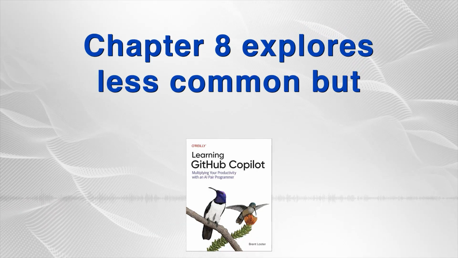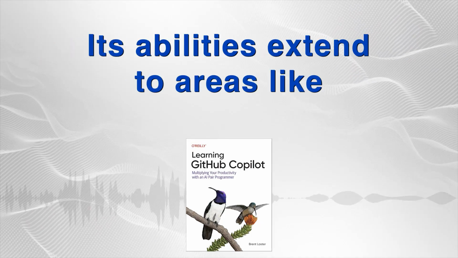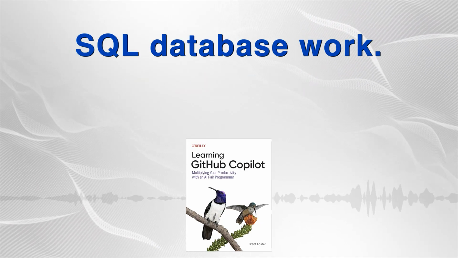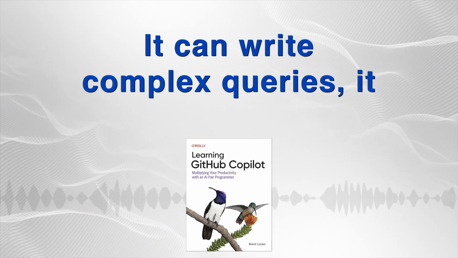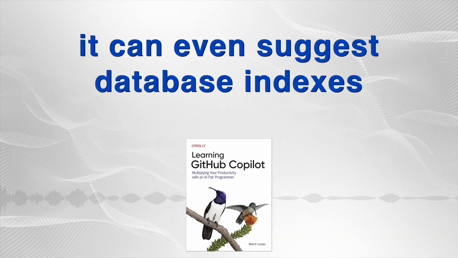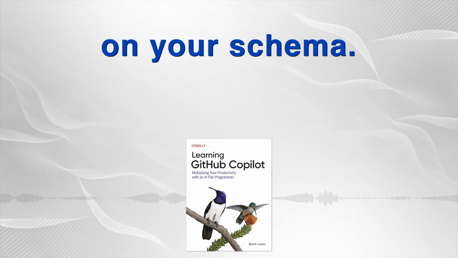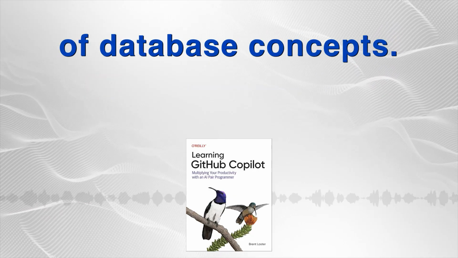Chapter 8 explores less common but still valuable applications. What else can Copilot do? Its abilities extend to areas like SQL database work. It can write complex queries. It can generate stored procedures, which are saved blocks of SQL code. And it can even suggest database indexes to potentially improve query performance based on your schema. So it has a good grasp of database concepts.